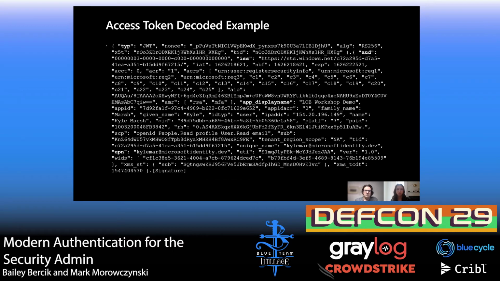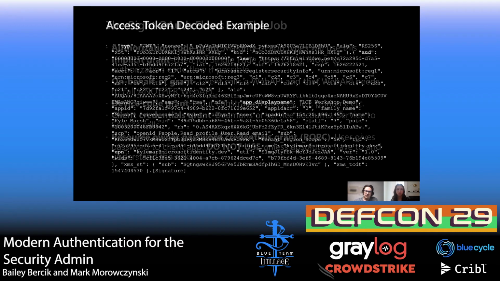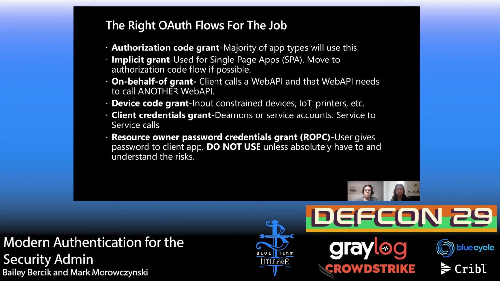So now the question is, how do I move this token from one place to another? There are many different flows as part of OAuth, and one of the things we want to make sure of as defenders is that we understand these flows and what the right flow is for the job. I've seen with multiple customers that sometimes the devs just don't know, and they pick a flow they think is right, and they really should be using a different flow. I've had this where they ask, how come this doesn't do this? And they've really just picked the wrong flow.